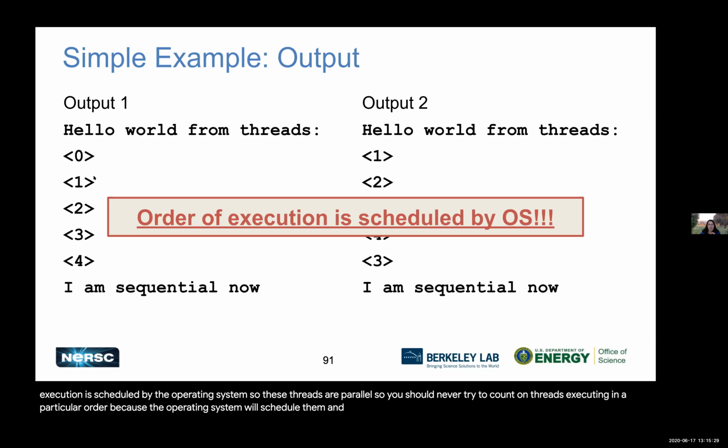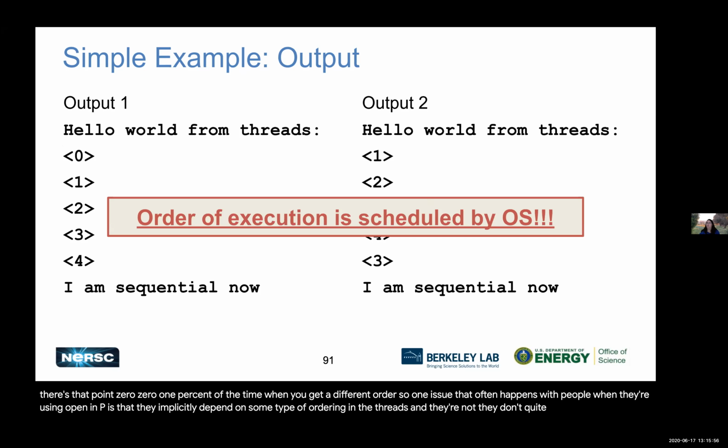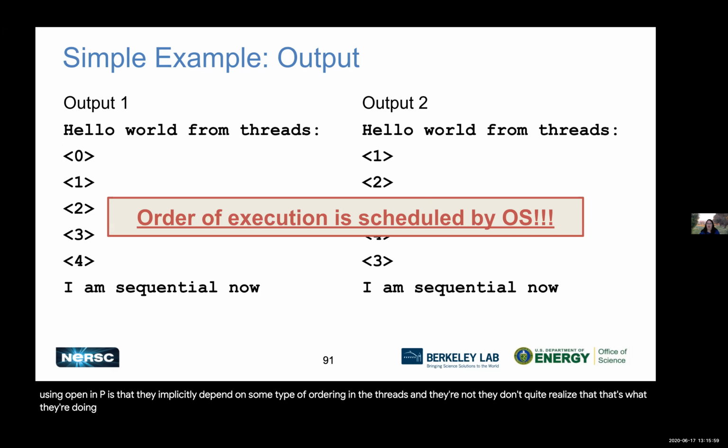And 99.999% of the time, you would probably get this 0, 1, 2, 3, 4. But then there's that 0.001% of the time when you get a different order. So one issue that often happens with people when they're using OpenMP is that they implicitly depend on some type of ordering in the threads, and they don't quite realize that that's what they're doing. And if they do that, then they're going to run into trouble, but not every time, just sometimes.